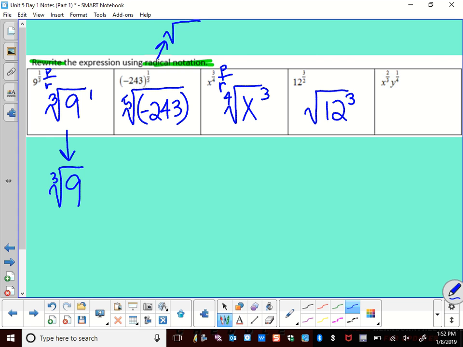Any questions so far? All right, this last one, I want you to change this 4 to a 3. We aren't there yet. You'll do this on your classwork by yourself, or I'll show you how to do it. But for now, we're going to change it. So, remember, power over root. I have x. What's my power? 2. What's my root? 3. And then I have y. My power is 1, and my root is 3. So far, so good?